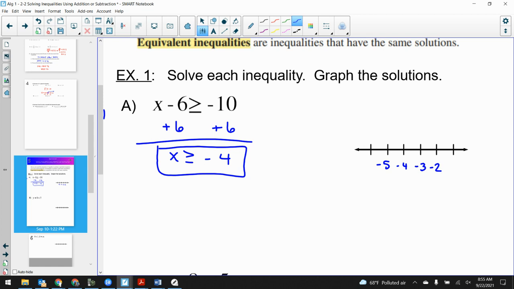So I've got -5, -4, -3, -2. Open or closed circle on -4? Closed. How do I know? The "or equal to" tells me it's a closed circle on -4. And because it's a greater than symbol, the symbol is pointing to the right, so my arrow must also point to the right. That means anything above -4 would be a solution.